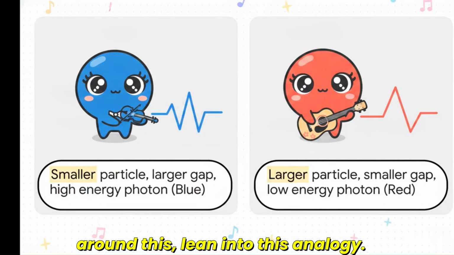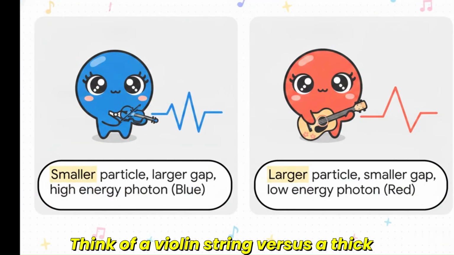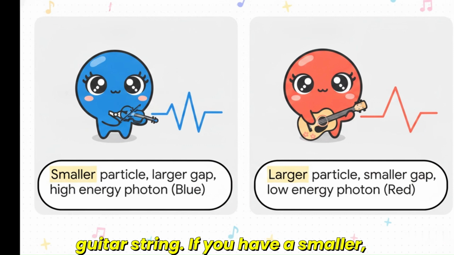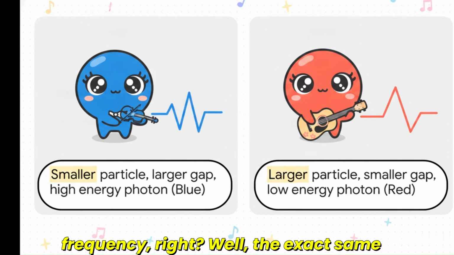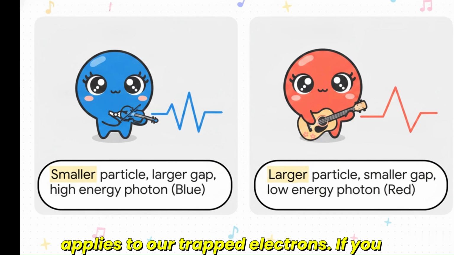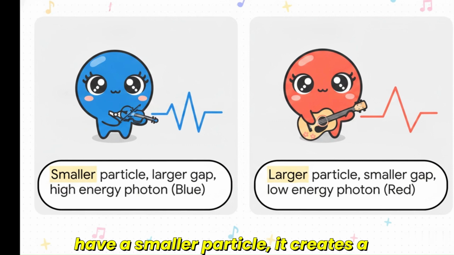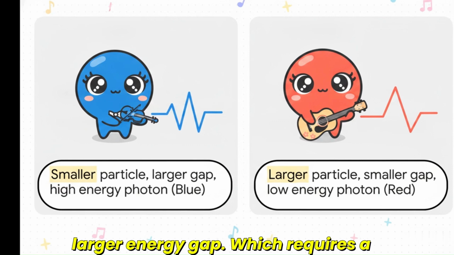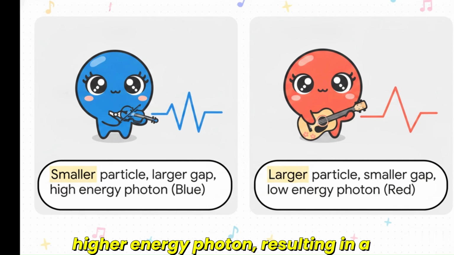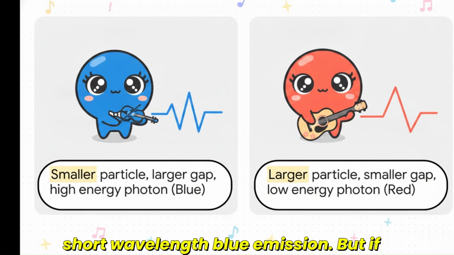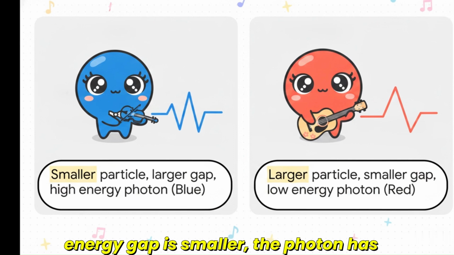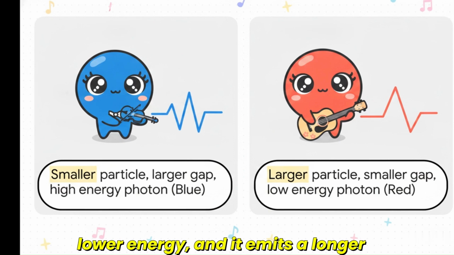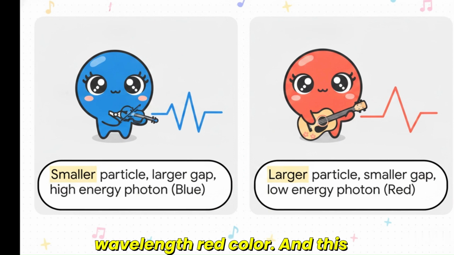To really wrap your head around this, lean into this analogy. Think of a violin string versus a thick guitar string. If you have a smaller, tighter string, it produces a higher frequency, right? Well, the exact same applies to our trapped electrons. If you have a smaller particle, it creates a larger energy gap, which requires a higher energy photon, resulting in a short wavelength blue emission. But if you have a slightly larger particle, the energy gap is smaller, the photon has lower energy, and it emits a longer wavelength red color.